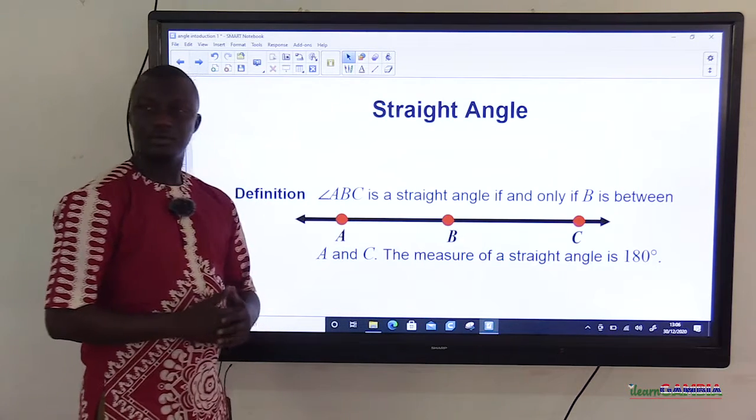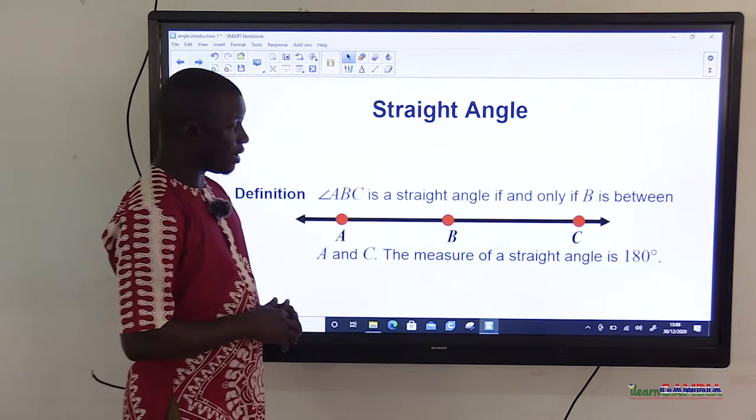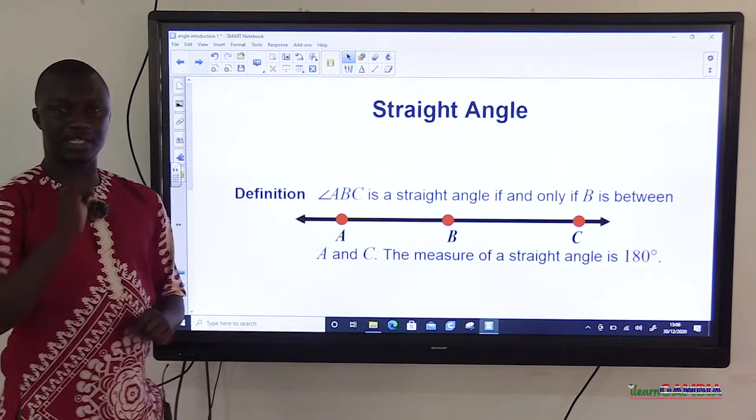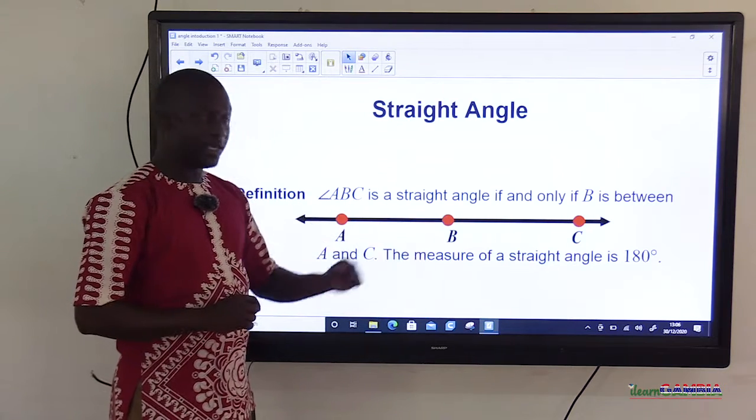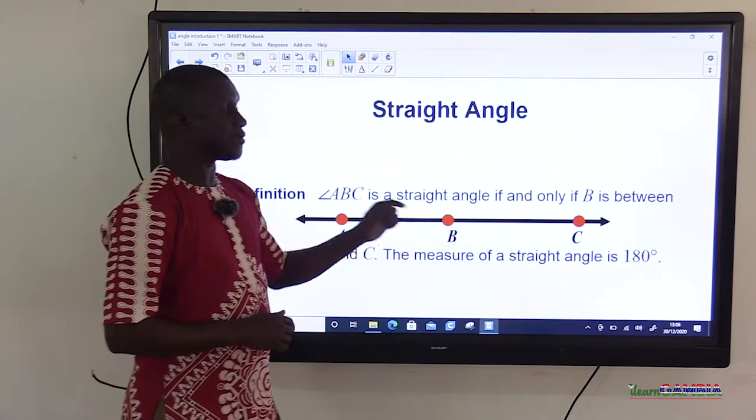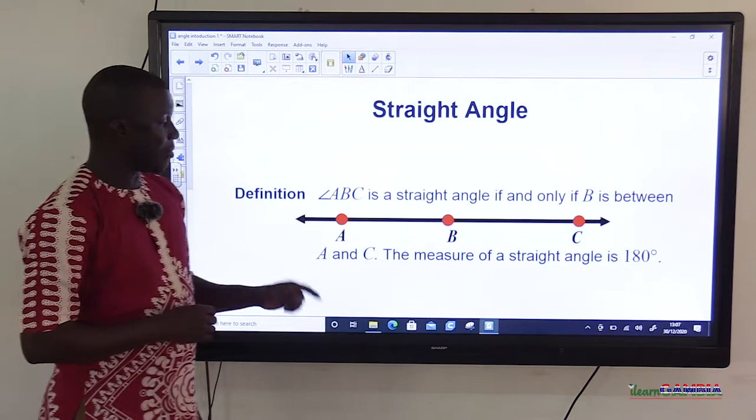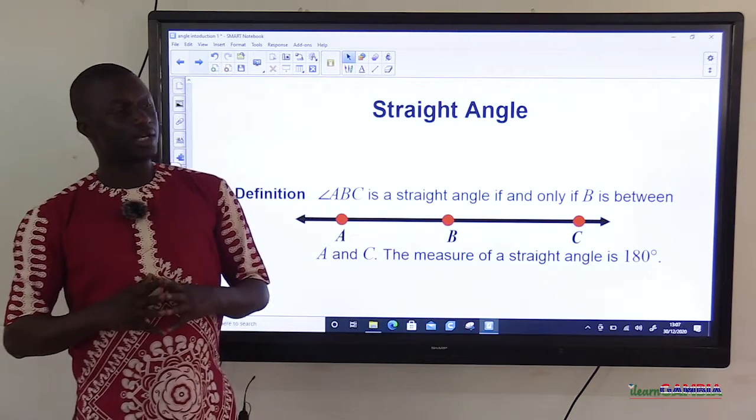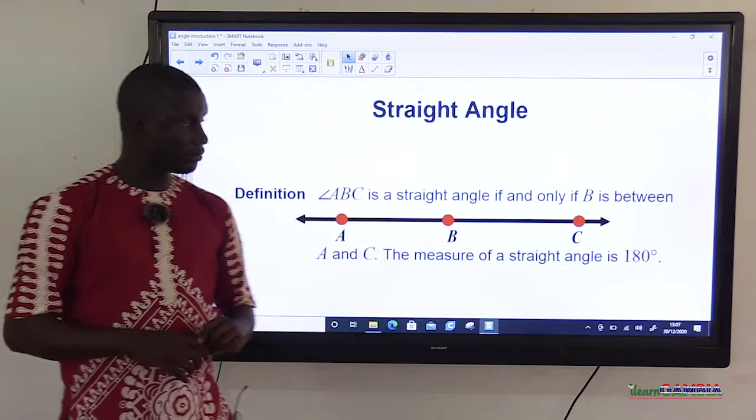Now here is an example of another straight angle. By definition, angle ABC is a straight angle if and only if B is between what? A and C. As we can see, this diagram could only be a straight angle if B is between A and C. Okay? The measure of a straight angle is 180 degrees. As we said before, straight line angles or straight angles measure 180 degrees.